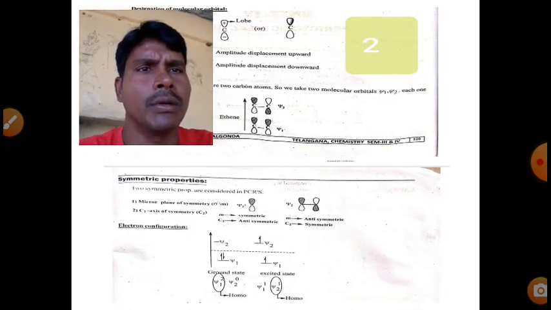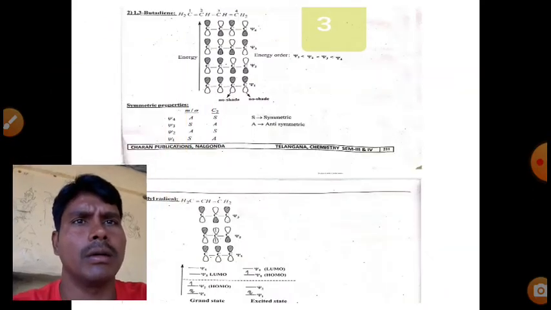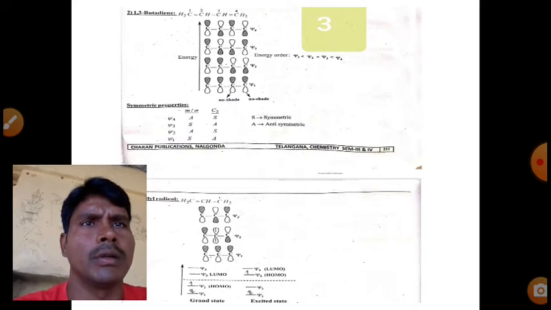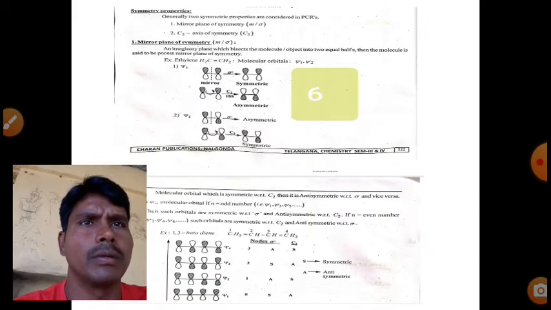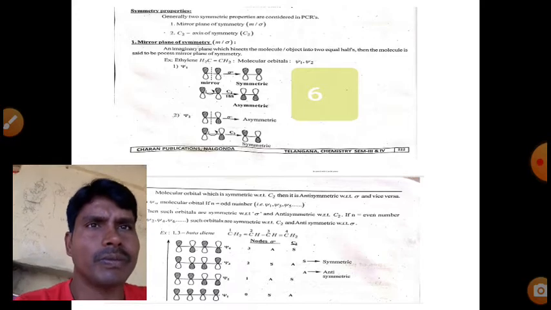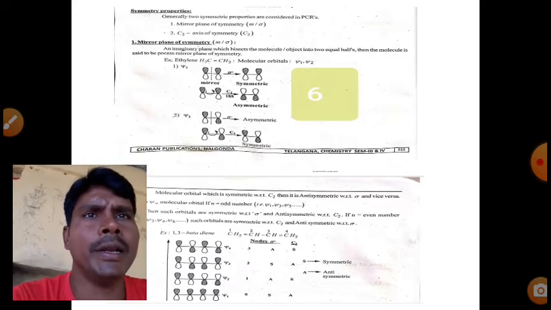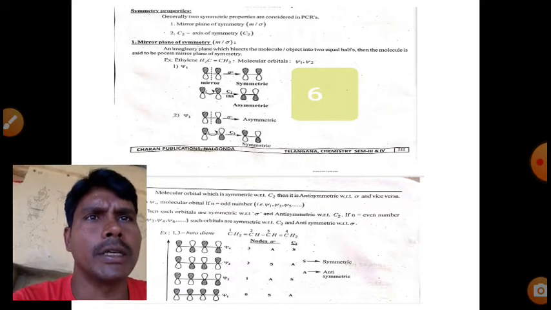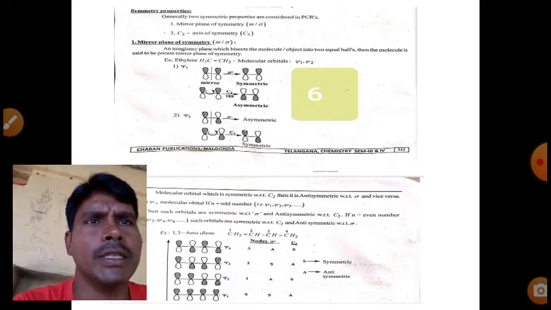Next, the symmetry properties of 1,3-butadiene. Generally two symmetry properties are considered: one is m, the second one is C2.